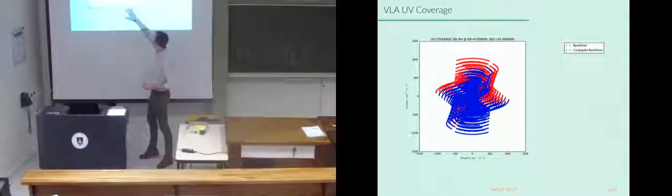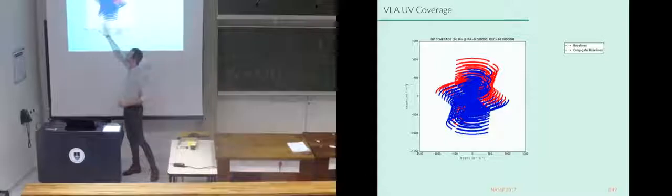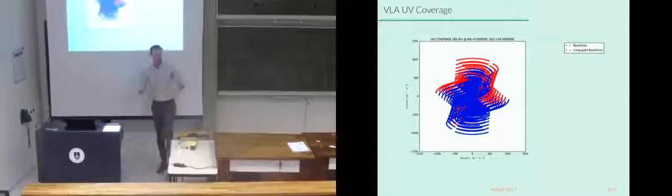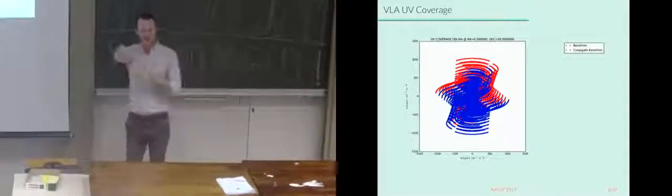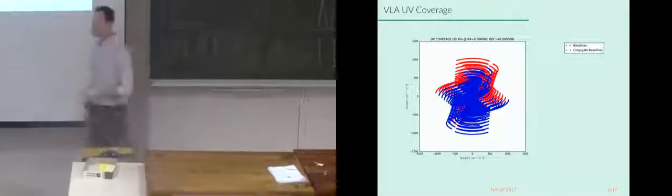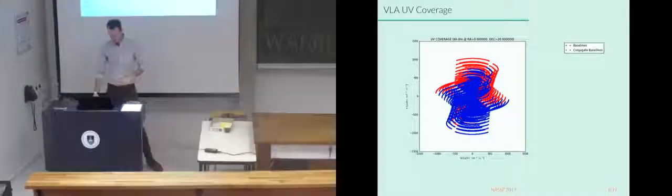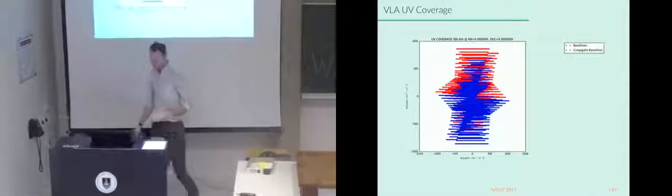And it gets even worse as you go down to lower declinations. This is 20 degrees declination. And so you're really not sampling these east-west modes. And so now your nice, perfect PSF is getting squashed and squashed and squashed. And when you get to 0 declination, you're having a real bad time. I think this next one will be 0.